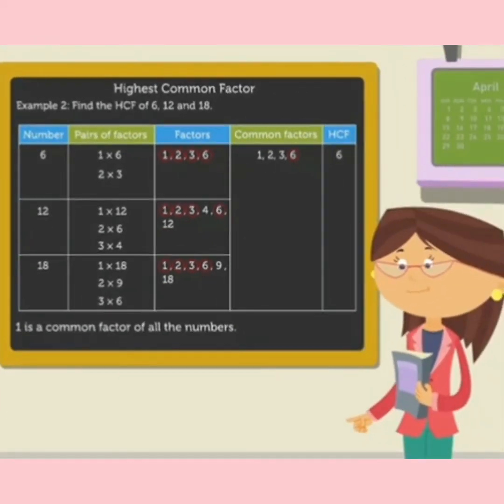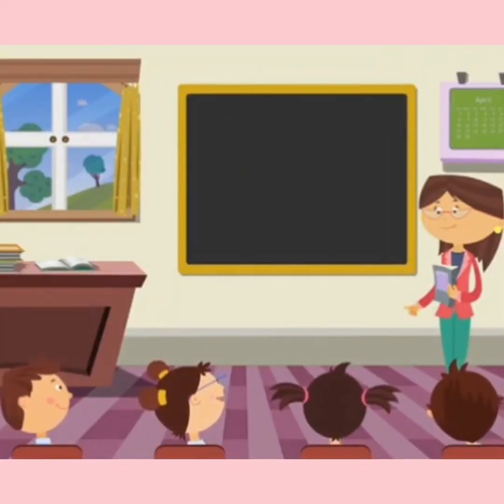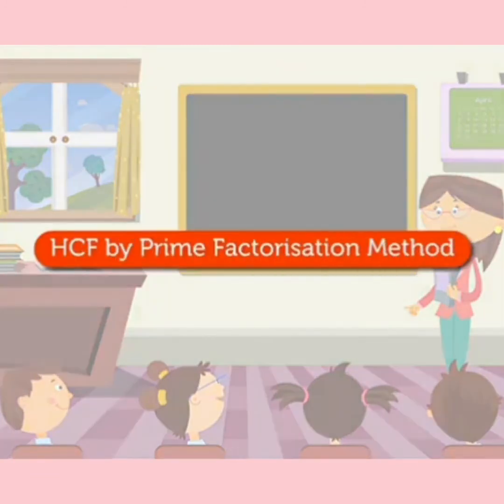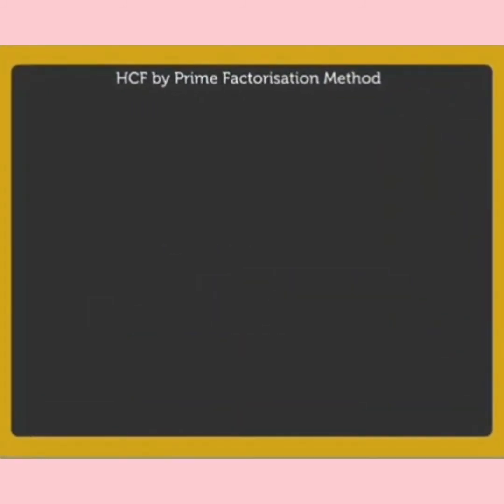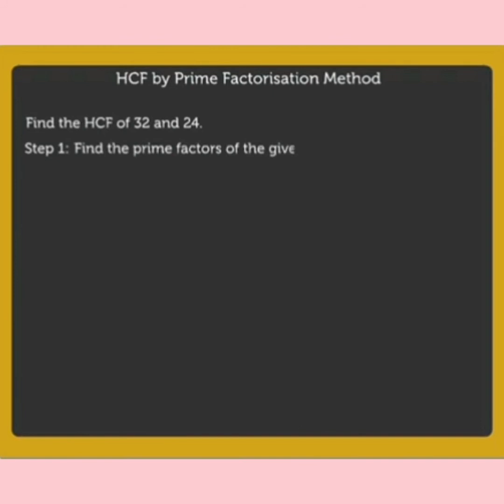Wasn't it easy finding the highest common factor or HCF? Today we will learn how to find HCF by the prime factorization method. Find the HCF of 32 and 24. Step 1. Find the prime factors of the given numbers.